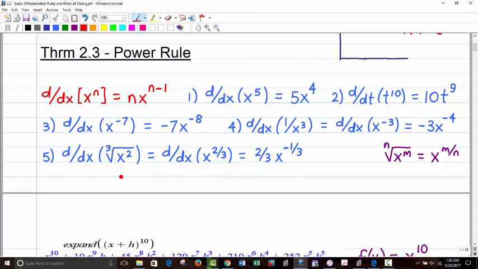Okay, with radicals, you'll have to refresh yourself on this property right here, which is converting radicals back to exponent form. So we see the nth root, the n will be the denominator and m will be the power. So the nth root of x to the m is the same as x to the m over n. So then the cube root of x squared needs to be rewritten as x to the 2/3. And then you bring the 2/3 down, and you subtract 1 from the exponent. 2/3 minus 1 would be negative 1/3.